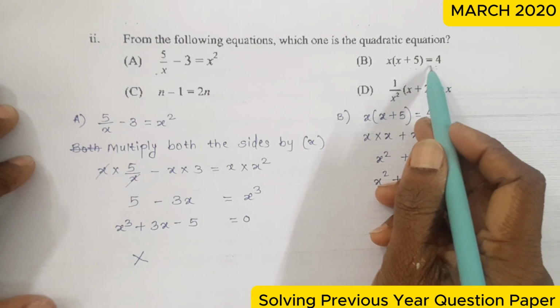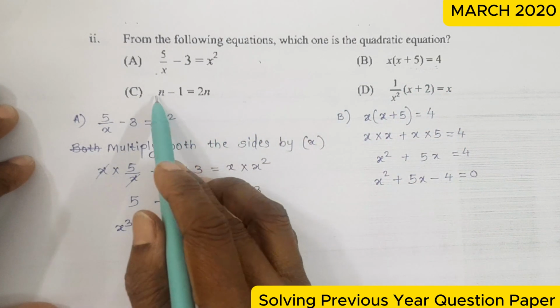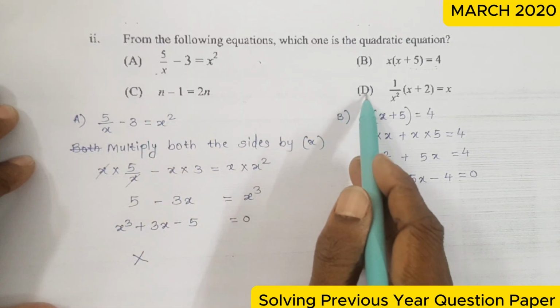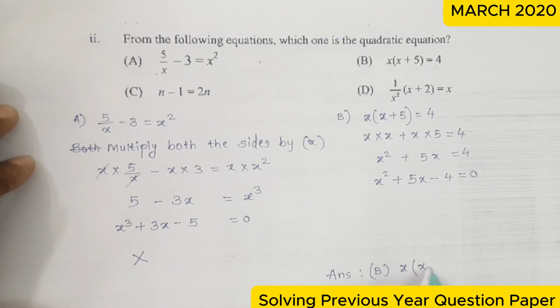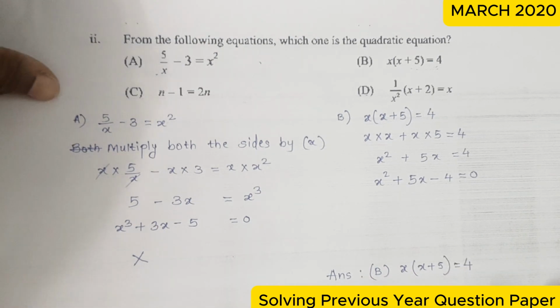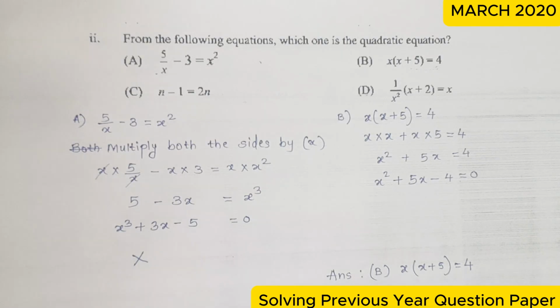So we do not check these two remaining options. We directly write that the answer is B, x into x plus 5 is equal to 4. Okay students. Then next example.